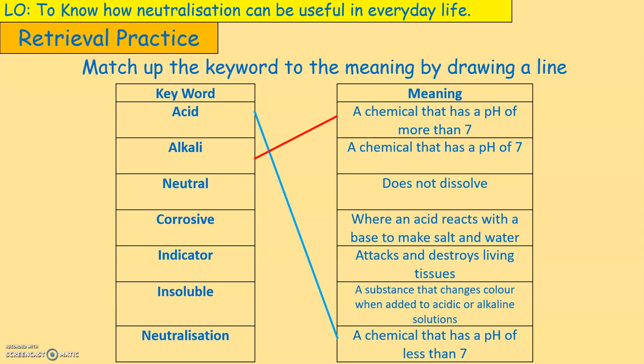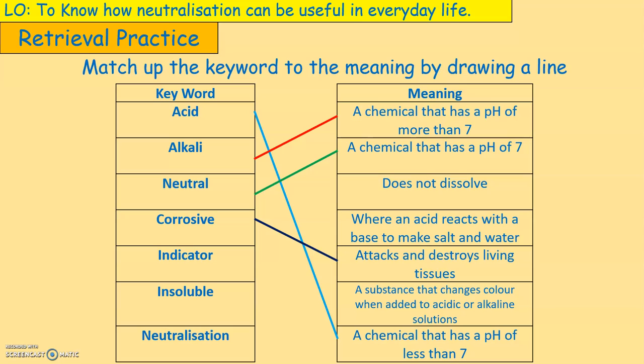Now, the next one is called neutral. What is neutral? Neutral is actually a chemical that has a pH of 7. And an example of neutral is actually water. All right, the next keyword is called corrosive. What does corrosive mean? Now, corrosive means something that attacks and destroys living tissue.